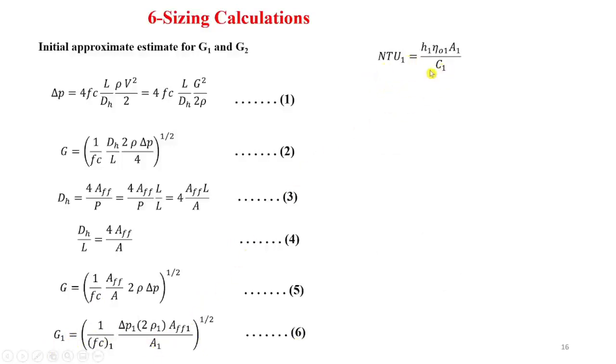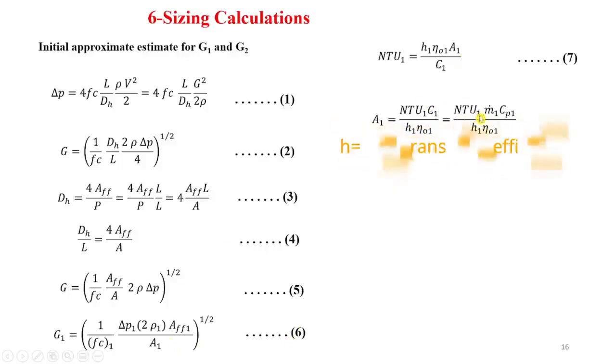We use the definition of the number of transfer unit, which is given by this expression in equation number 7, from which we can write the area that we need in equation 7 as a number of transfer unit 1 multiplied by m dot Cp for side 1 divided by the heat transfer area multiplied by the overall surface efficiency.